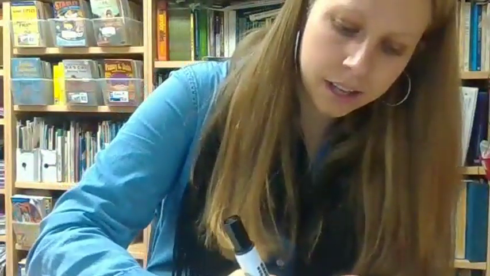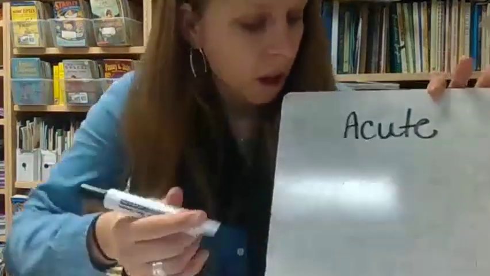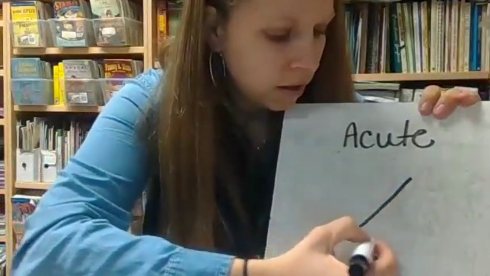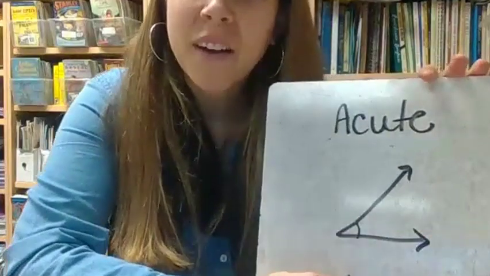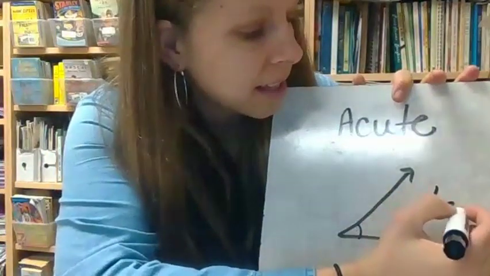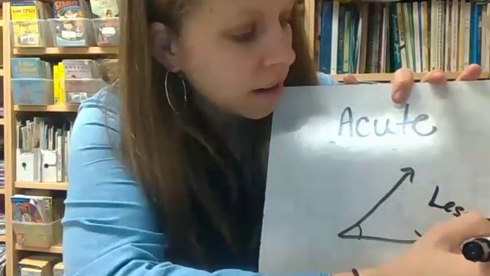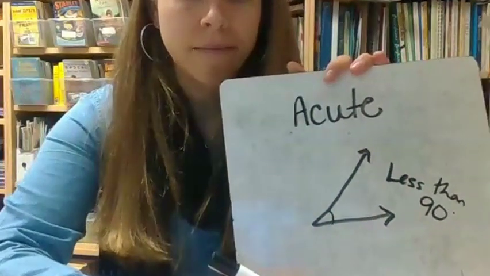Angle number 2 is an acute angle. An acute angle, just a little one, okay? I always remember it because it's so cute. But this is something that is less than 90 degrees. This angle is less than 90.